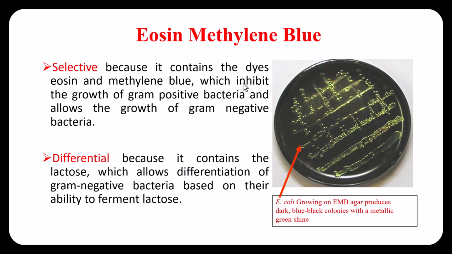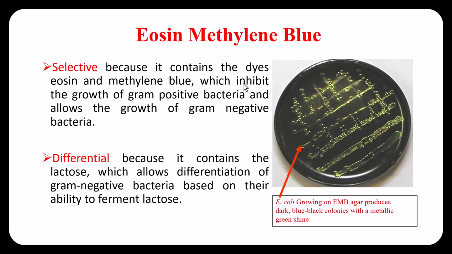Other gram-negative bacteria, such as those that are non-lactose fermenters, will be colorless when grown in this type of media, while Klebsiella, which also ferments lactose, does not produce the metallic green shine. Because it ferments the lactose but produces a small amount of acidity, and this small amount of acidity when reacting with this dye leads to a pink color, not a blue-black colony with a metallic green shine, which is a specific characteristic of E. coli.